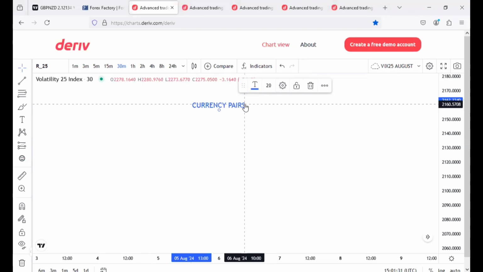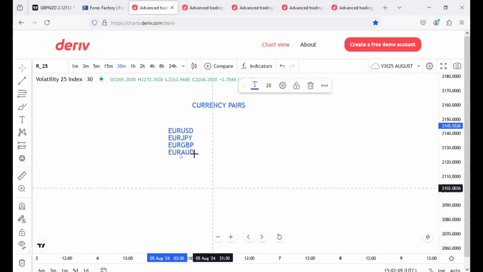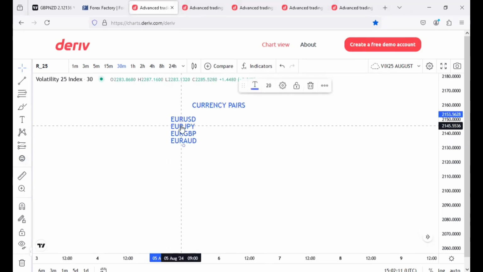For example, for you to actually tell the price of, let's say, GBP USD, that is Great Britain pounds, you need to quote it with the price of another currency. Other examples are Euro USD, Euro JPY, Euro GBP, Euro AUD. So these are some examples of currency pairs.